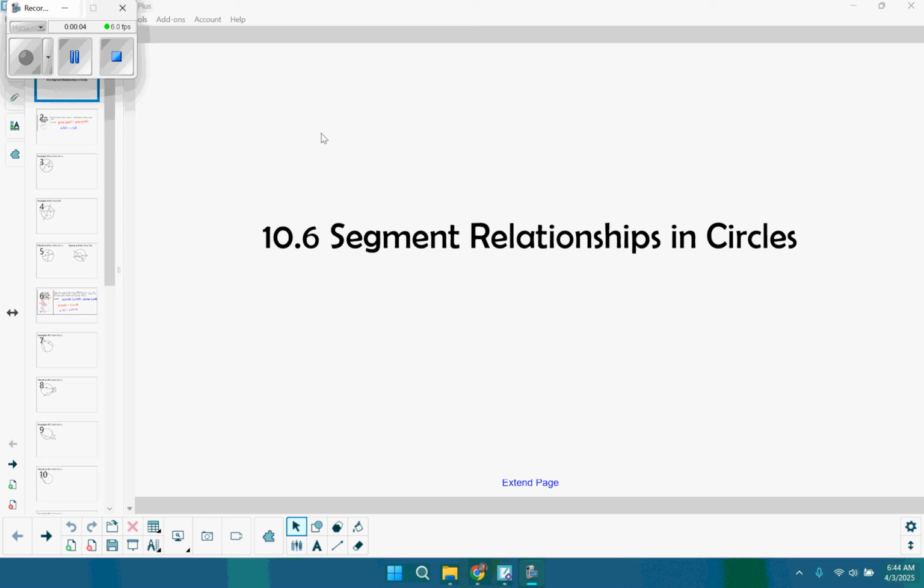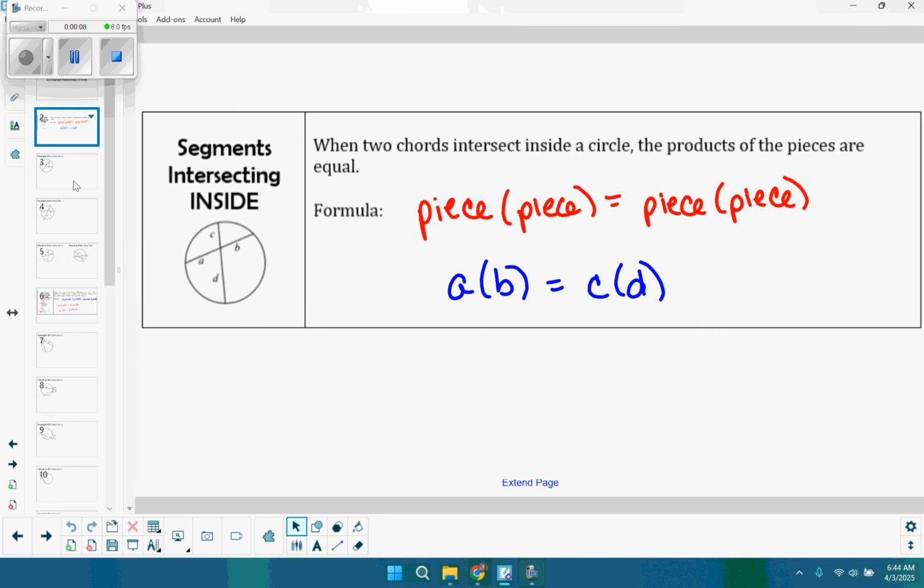This is lesson 10.6. We're going to talk about segment relationships in circles. So when two chords intersect inside, the products of the pieces are equal. What that means is the two pieces of one chord, the part that's A and the part that's B, will be multiplied, A times B, and that will equal the two parts of the other chord multiplied, C times D. I think of this formula as piece times piece. We're going to multiply the pieces and set them equal.